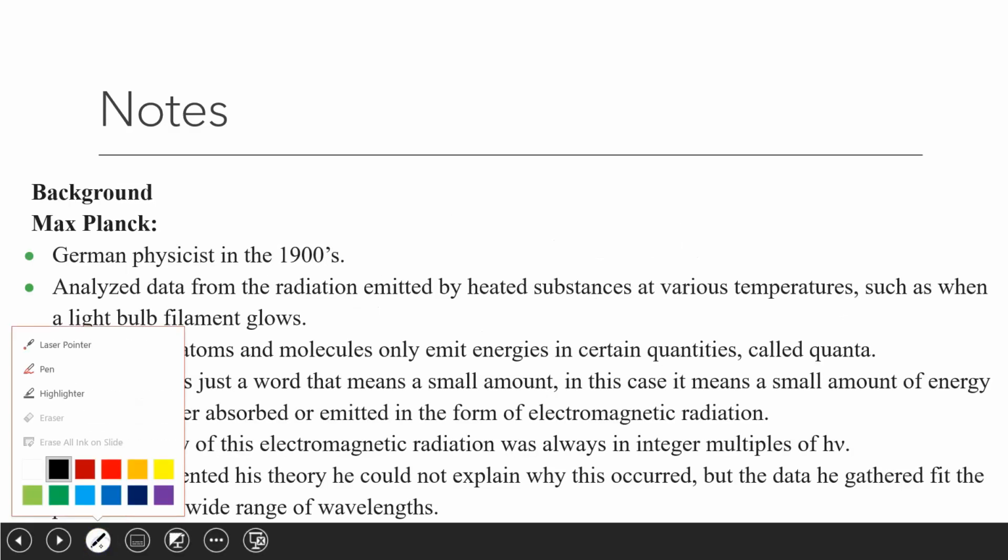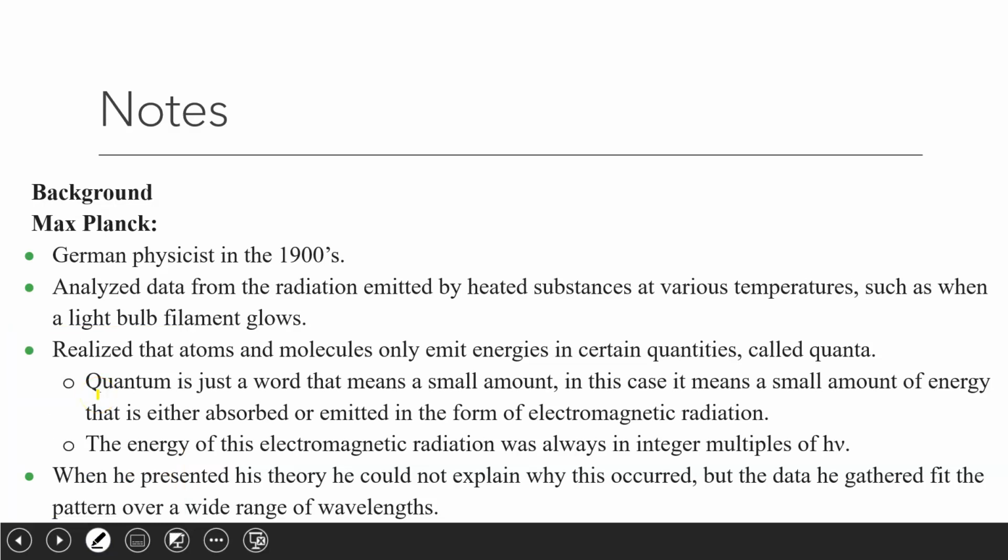Max Planck was a German physicist in the 1900s. He analyzed data from the radiation emitted by heated substances at various temperatures, like when a light bulb filament glows. He realized that atoms and molecules only emitted energies in certain quantities, and he called them quanta. Quantum is just another word that means a small amount, and in this case it means a small amount of energy that is either absorbed or emitted in the form of electromagnetic radiation.